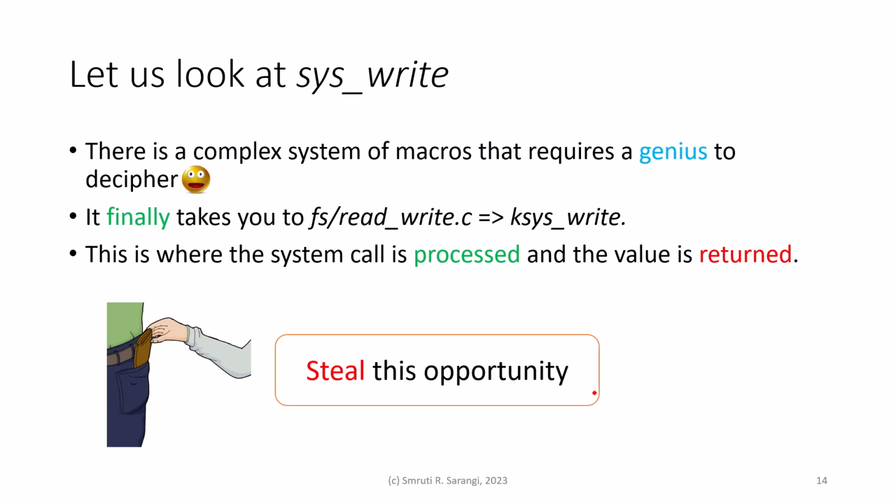So let's look at the write system call. Starting from the generic system call handler to actually the function that handles sys_write, we have a long sequence of macros, which I said requires a genius to figure out. It's very long. As I said, macros are there a lot in kernel code, and the reason is very clear: macros basically do code rewriting at the pre-compilation stage. So they are very fast. So finally, we go to case sys_write, where the system call is processed.